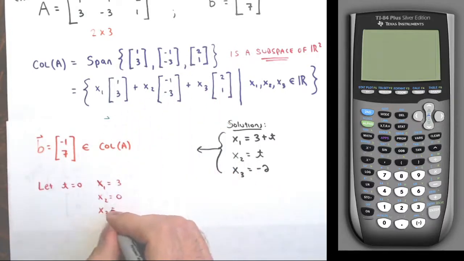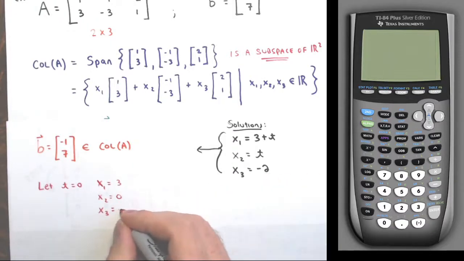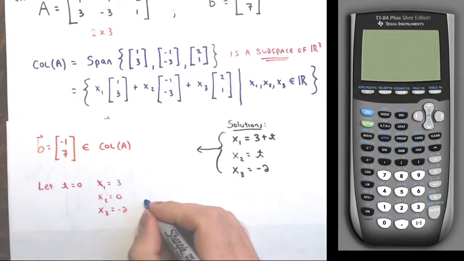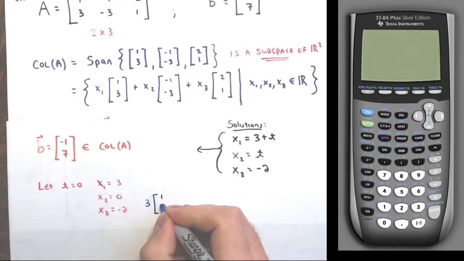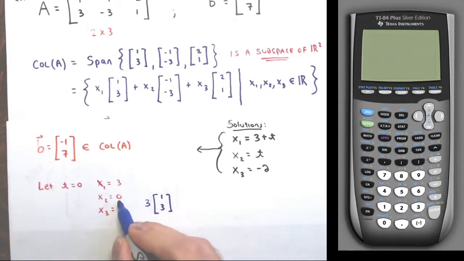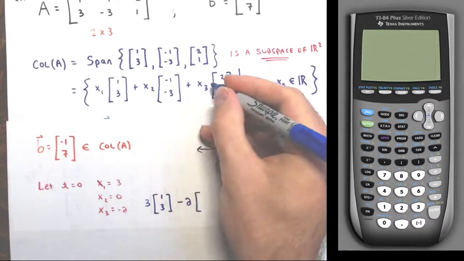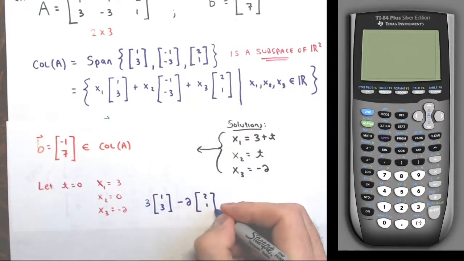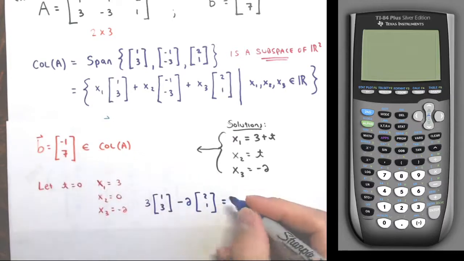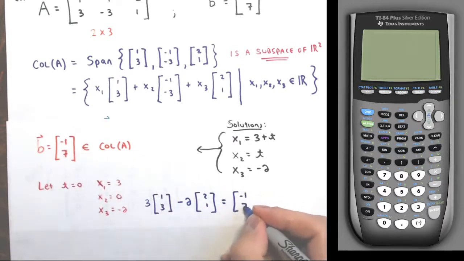And then x3, if t were 0, is always negative 2. Right? And let's see what linear combination we get out of this. So if I take 3 of that first vector, 3 times (1, 3), plus 0 of the second vector, so I'm not going to write that, and then minus 2 of that third vector, right? Minus 2 for x3 times (2, 1). Does that give me b? Does that give me (negative 1, 7)?